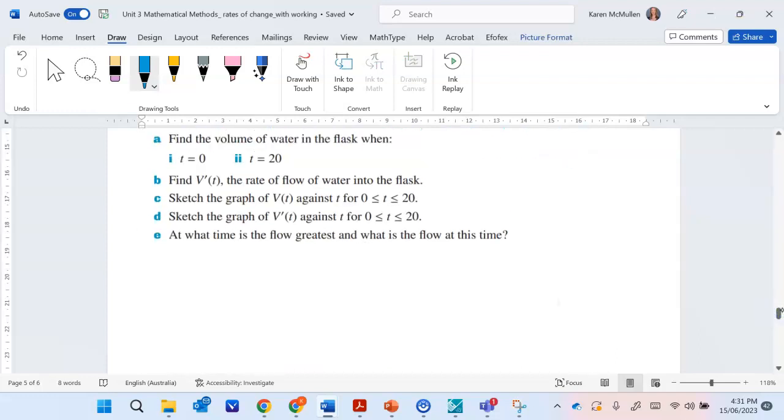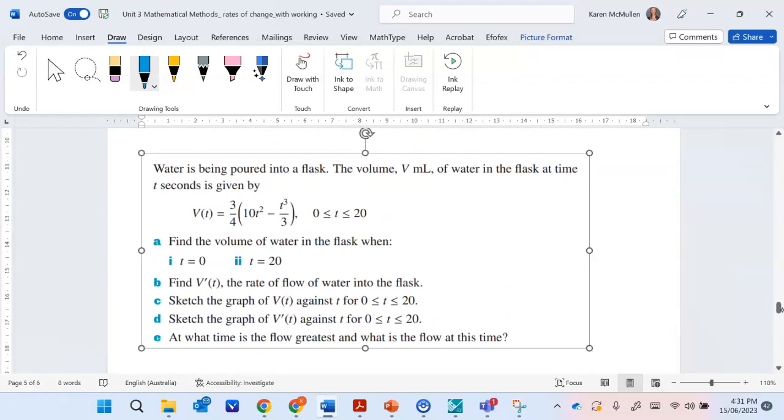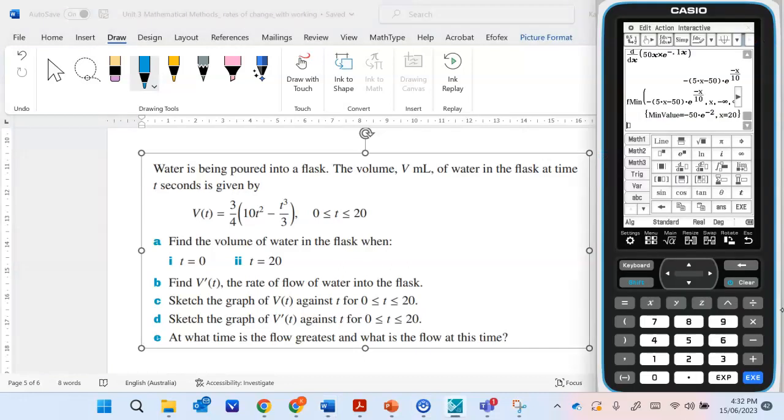I can scroll down. Water is being poured into a flask. The volume of water in the flask at time t seconds is given by the function shown. Find the volume of water in the flask when t equals 0 and t equals 20. I haven't done this question yet. Most of these I've done because I did a video before this one.